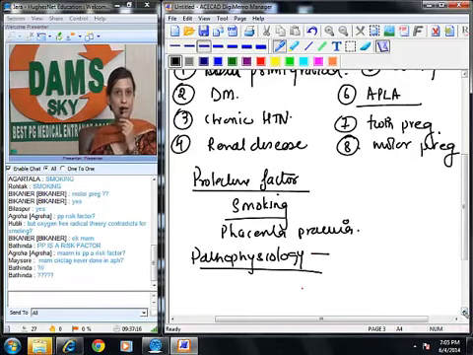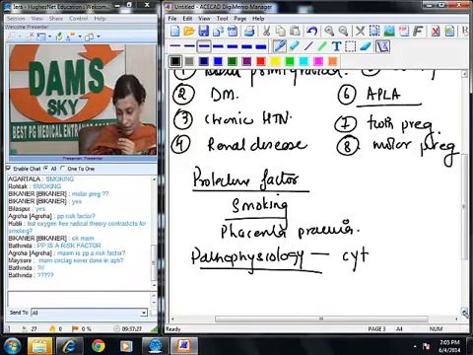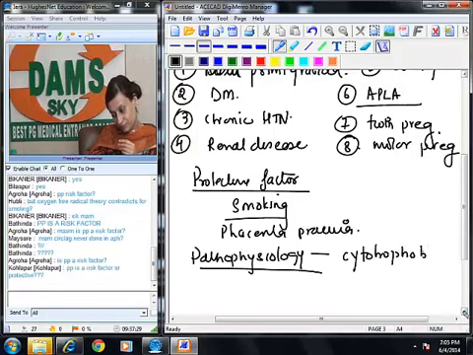So now we come to what is the pathophysiology in pregnancy that leads to preeclampsia, right? Now, as I said, there are certain cells in the placenta. These cells are called cytotrophoblast.